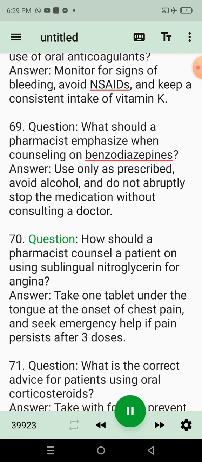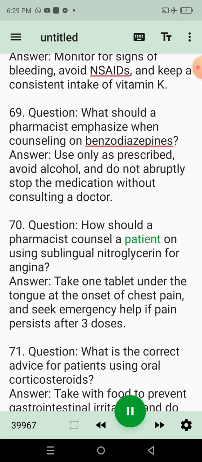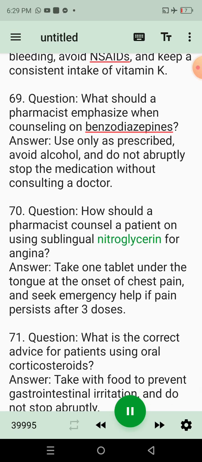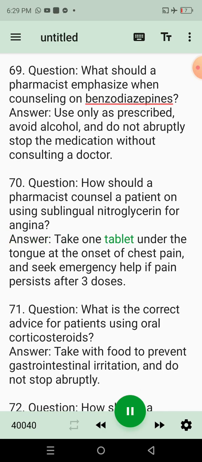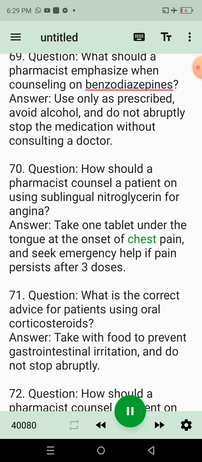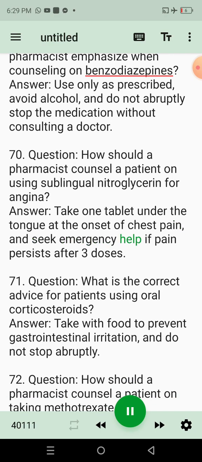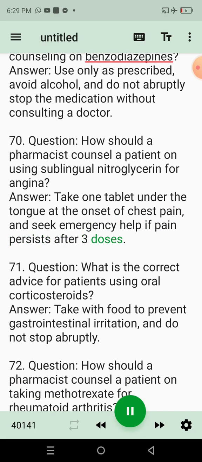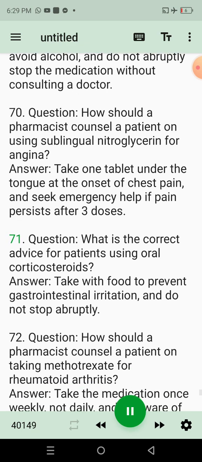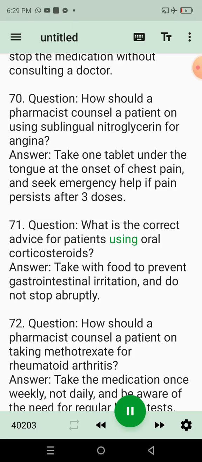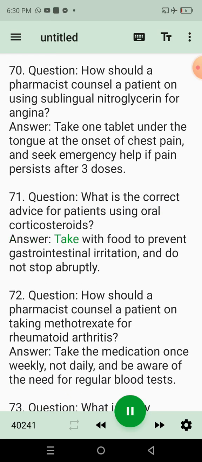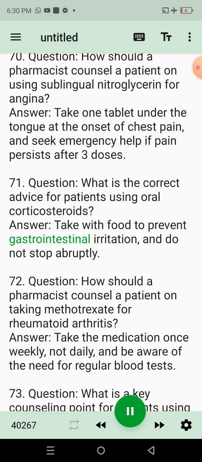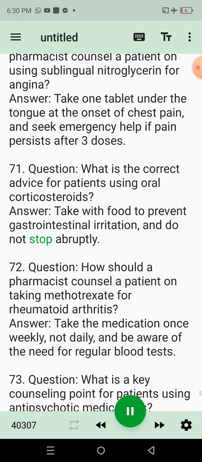70. Question: how should a pharmacist counsel a patient on using sublingual nitroglycerin for angina? Answer: take 1 tablet under the tongue at the onset of chest pain, and seek emergency help if pain persists after 3 doses. 71. Question: what is the correct advice for patients using oral corticosteroids? Answer: take with food to prevent gastrointestinal irritation, and do not stop abruptly.